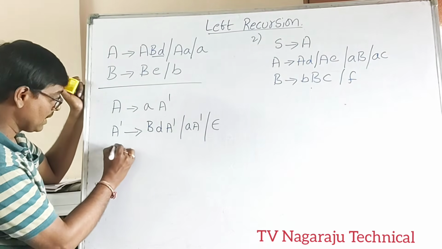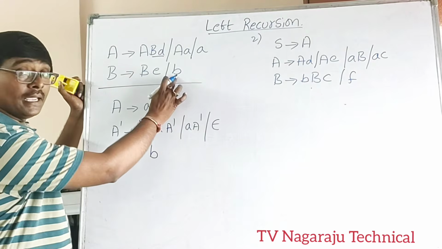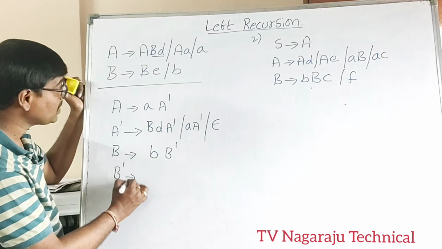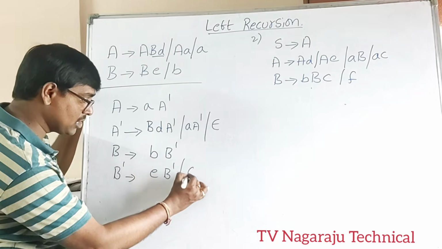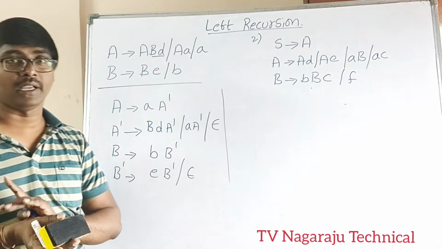Now for this, B tends to same B dash. Now this B dash tends to reverse E B dash slash epsilon. This is the grammar after eliminating left recursion.